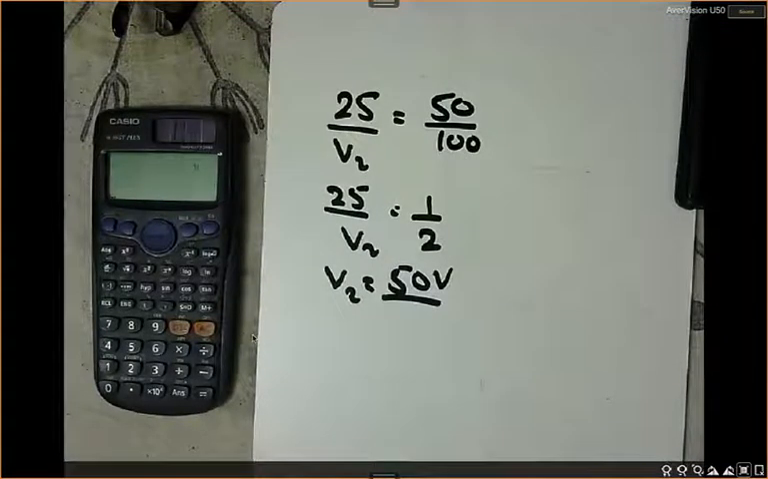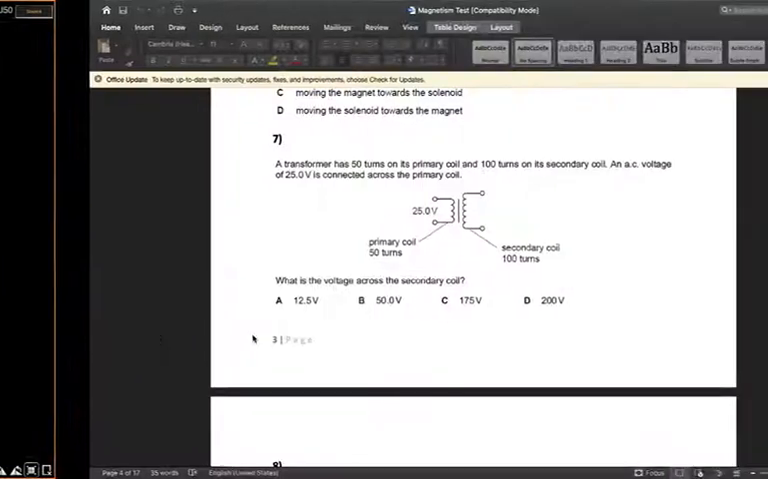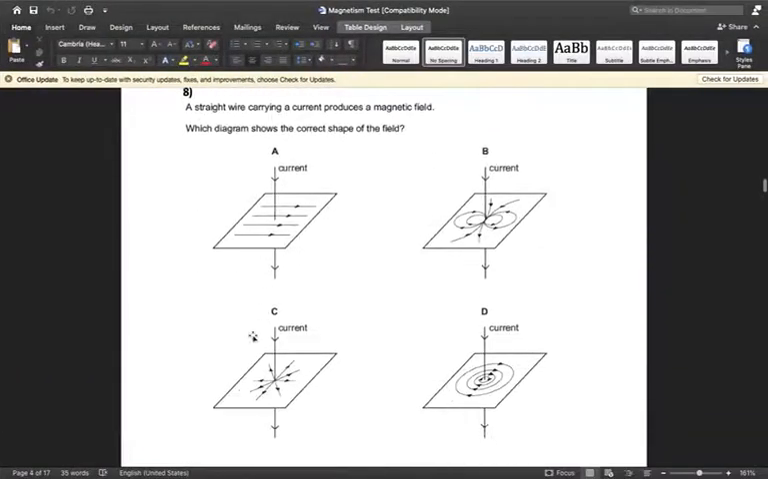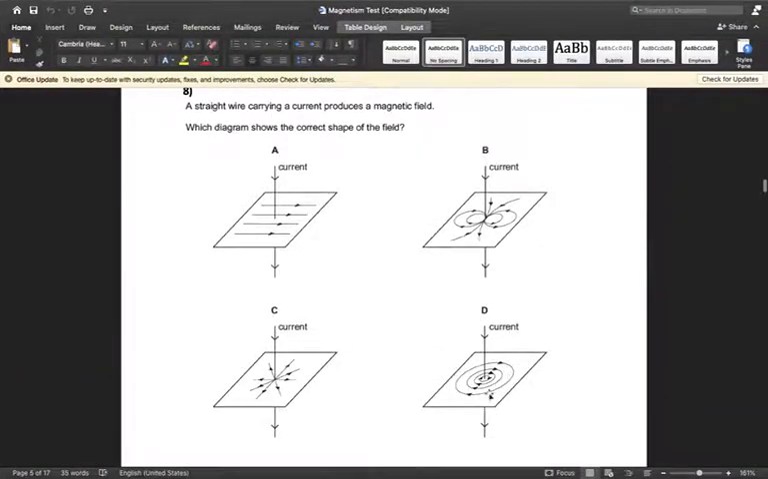This is question 7. I'm not sure, but is it D? Hold on, okay, it's D. Yes, Dana, your answer is correct. It's D. It circles around the wire. Okay, and the circles get further and further apart as we get further away from the wire. So the answer is D.